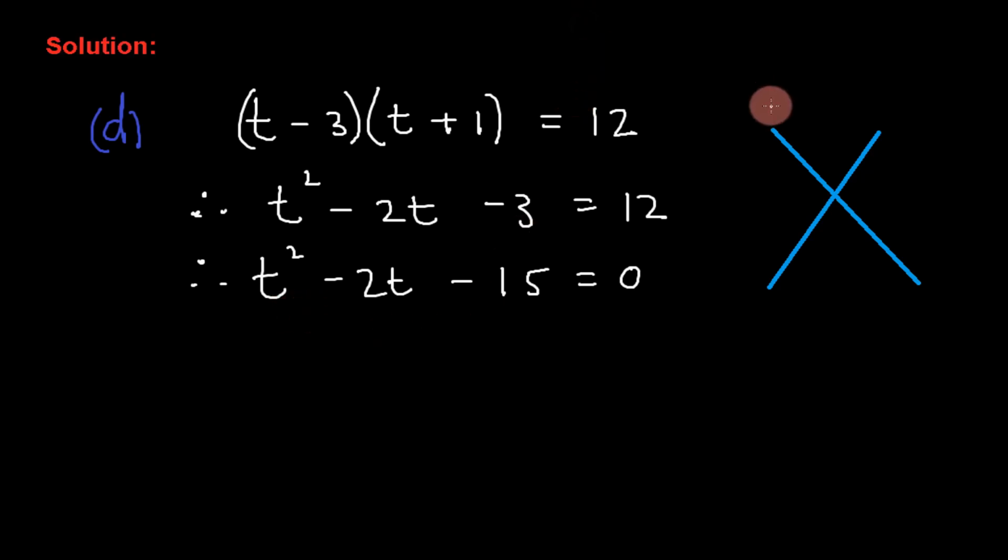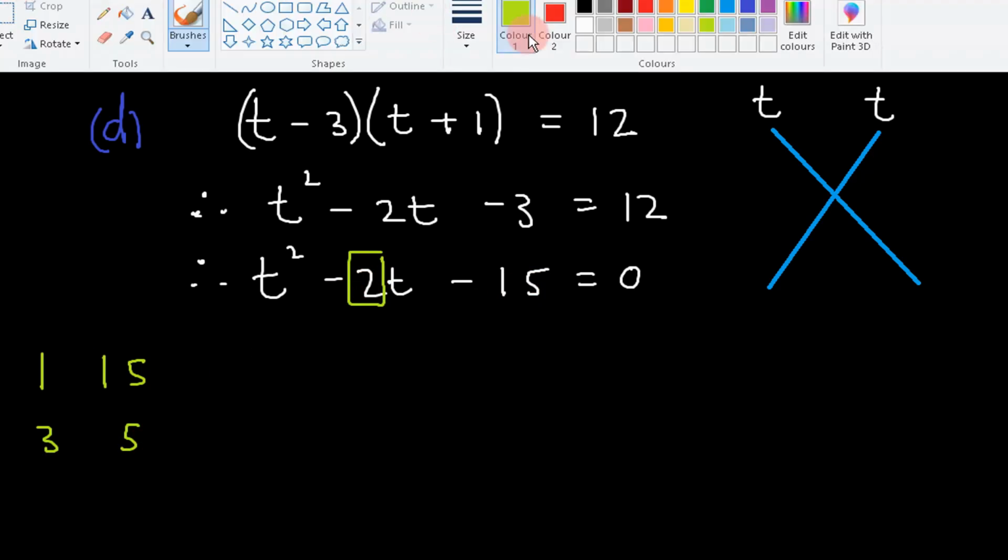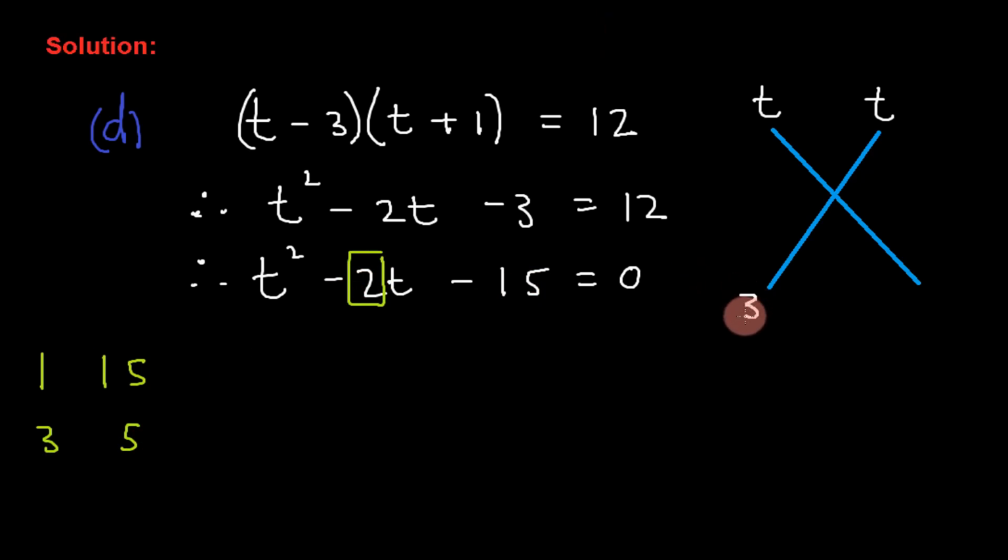The factors of t squared will be t and t, and we can look at the factors of 15. It's going to be 1 and 15, and 3 and 5. We need a middle term of negative 2t, so we need a 2 here, and the difference between 3 and 5 gives us 2. So we're going to use 3 and 5 as factors of 15. Then cross multiplying.